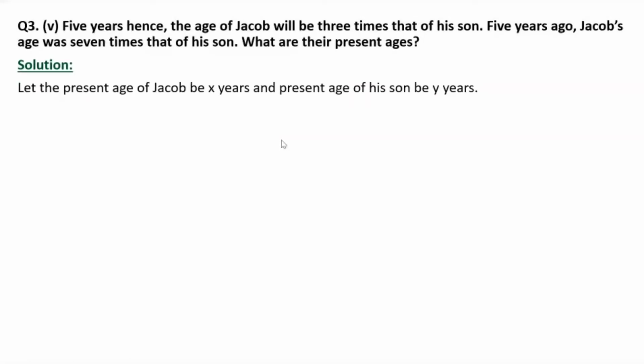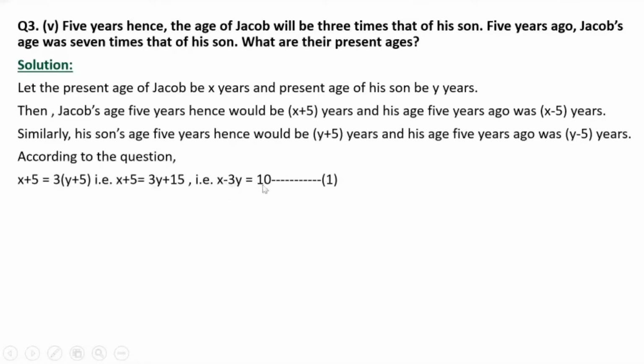All right. Exactly the same way, after 5 years, the son's age will also be y plus 5. So I will get the result for the first equation as: the age of Jacob 5 years hence, x plus 5, is equal to 3 times the age of the son. That means it will be equal to 3 times (y plus 5), which simplifies to give me x minus 3y is equal to 10. The first equation.